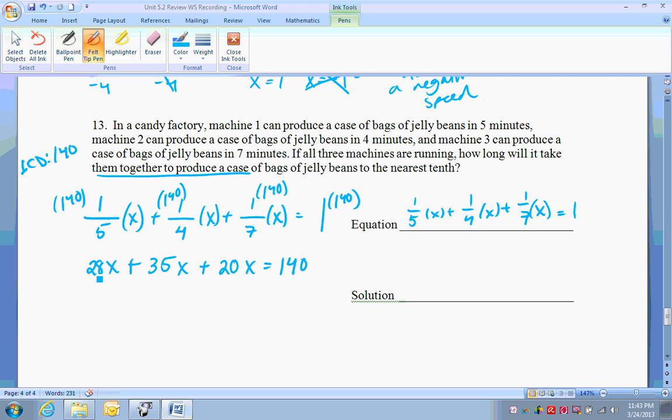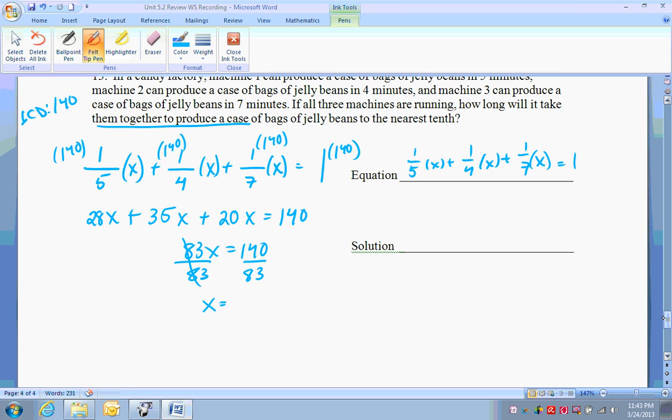When I combine like terms, 28x plus 35x plus 20x is 83x equals 140. Divide both sides by 83. In x, the total time it would take all the machines working together to produce a case of jelly bean bags would be 1.7, and we're talking about minutes. So if all machines were working, it'd take about 1.7 minutes to produce a case of jelly bean bags.